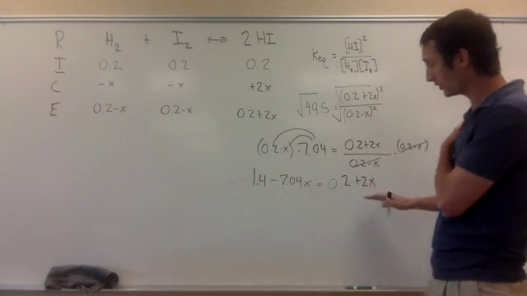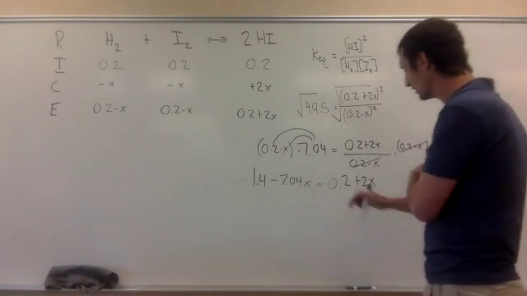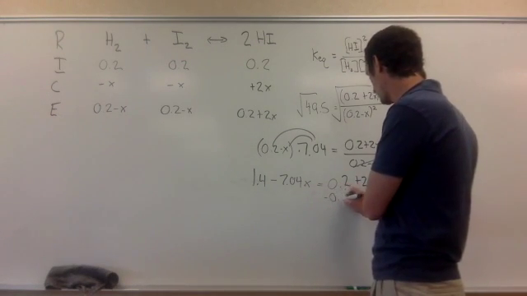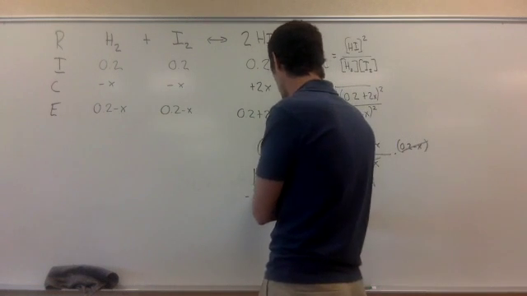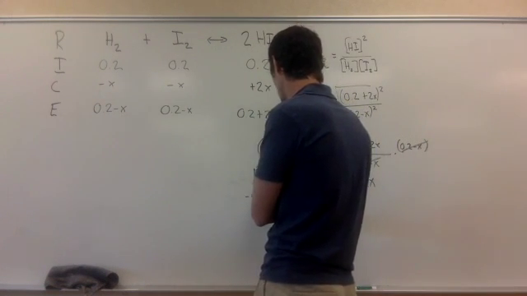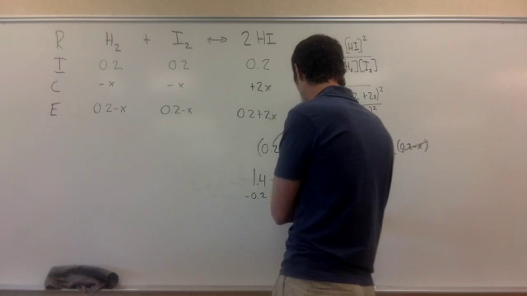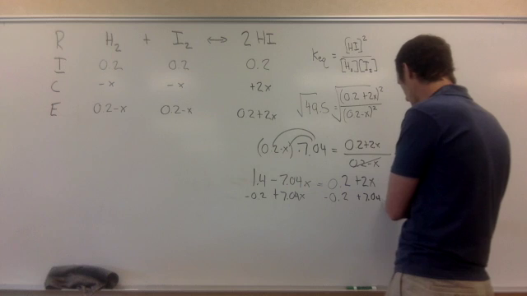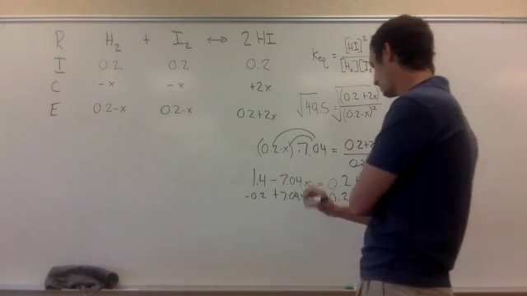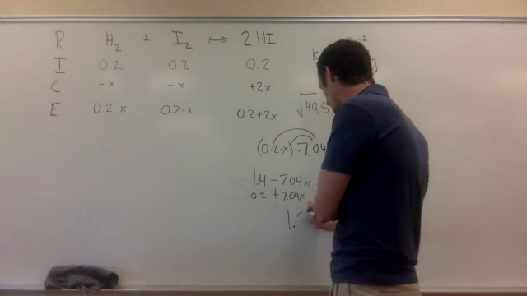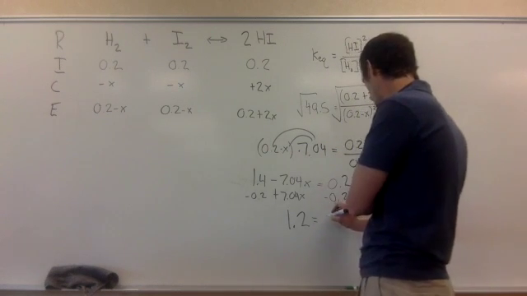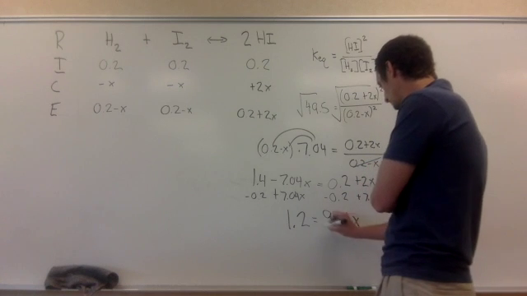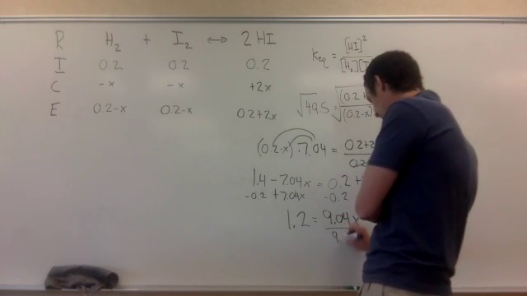Now I got x on both sides. I got to get x's together. So I'm going to go ahead and subtract 0.2, subtract 0.2, add 7.04x, add 7.04x. So I got 1.2 is equal to 9.04x. Divide by 9.04.